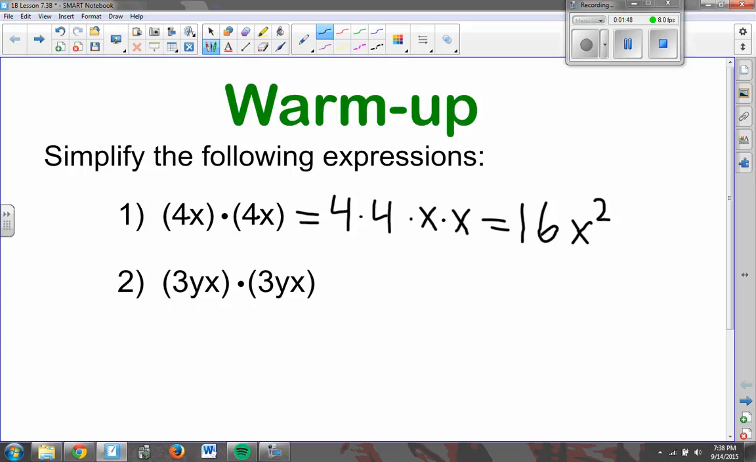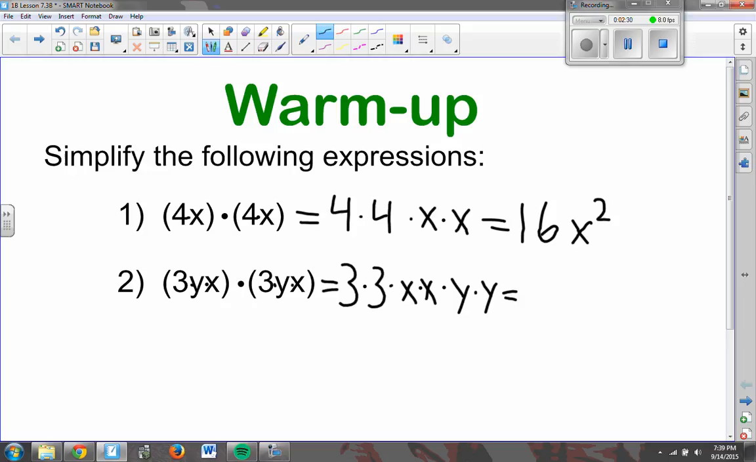All right? In the same way, in number 2, we see 3 times y times x times 3 times y times x. So here, we have 6 things that are all being multiplied together. And again, I can switch the order up however I want to without changing the answer, because this is all being multiplied together. Okay? So I can change this to be 3 times 3 times x times x times y times y. Right, I still have 2 3's, 2 x's, and 2 y's. I've just changed the order.